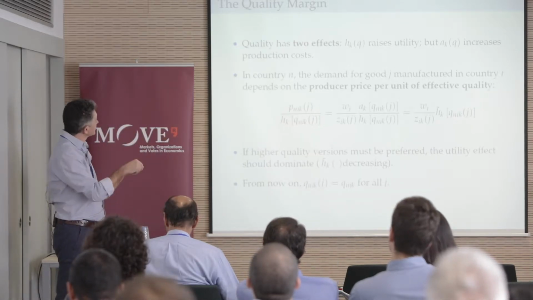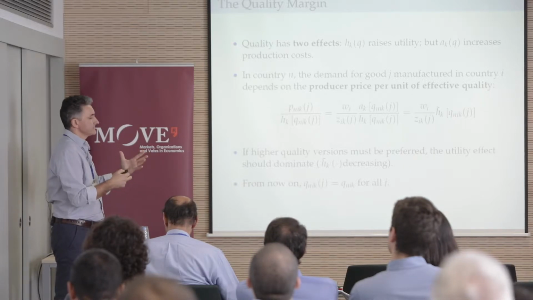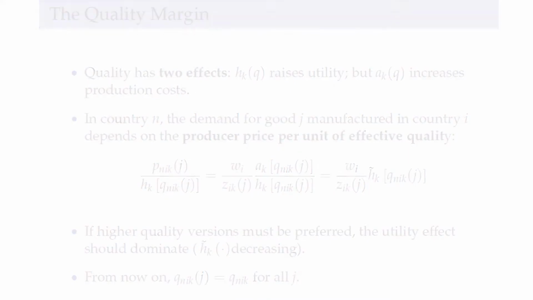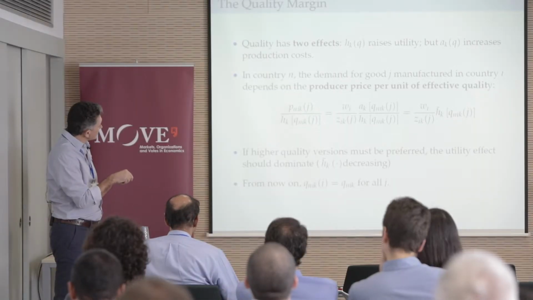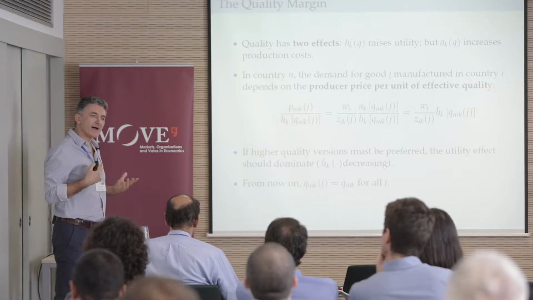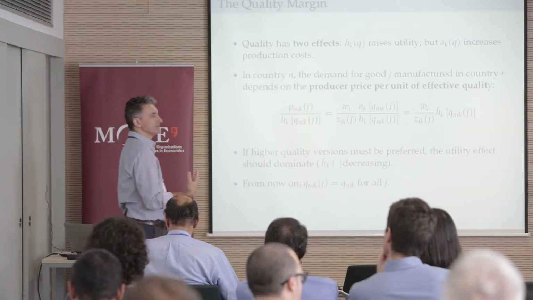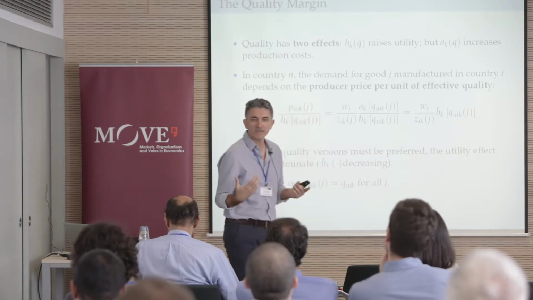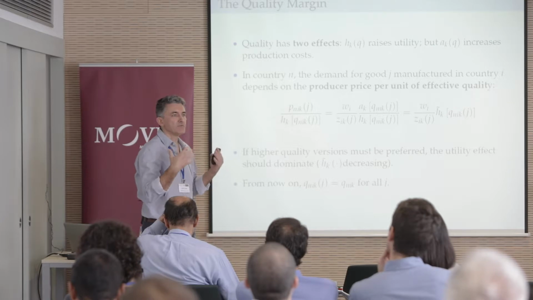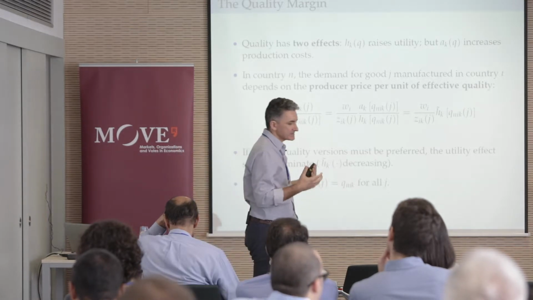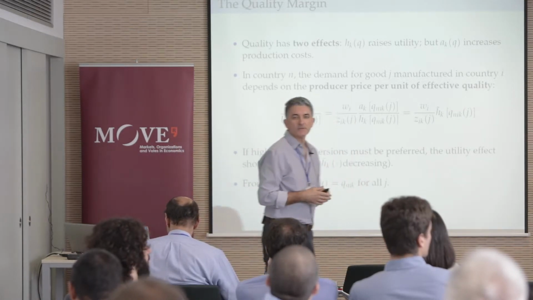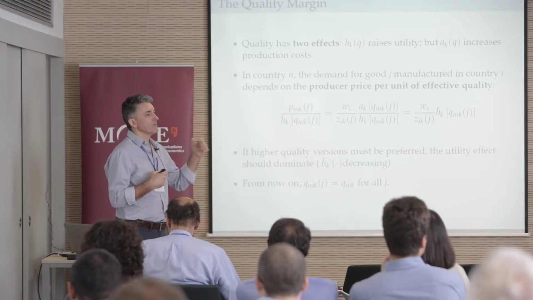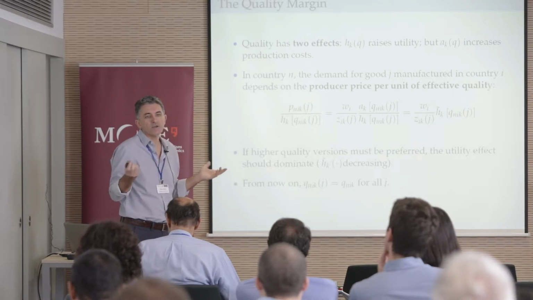Okay, so as I said, quality has two effects. It gives utility, but at the same time it's more costly. What you find out, and this is one of the main equations, is that what matters in terms of exports is no longer just the price per unit of product, but the price per unit of quality, right? When you introduce quality, you move the discussion a little from prices to prices per unit of quality. So if you are able to produce at a lower price per unit of quality, you will export. Otherwise, you will not.